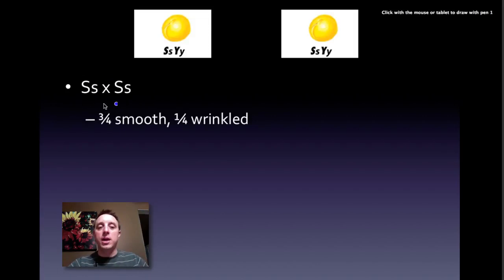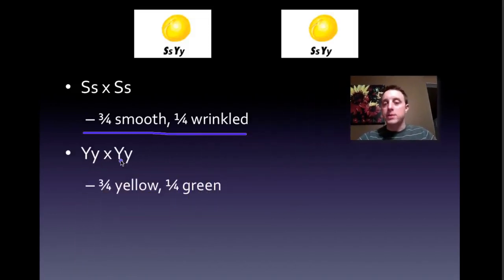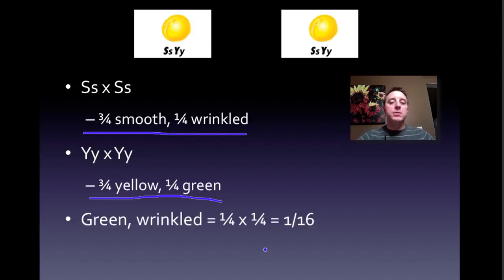The first one, for pea shape, is heterozygous crossed with heterozygous, and the results there would be 3/4 smooth and 1/4 wrinkled. And the other cross is heterozygous again for color, and this would give you similar results of 3/4 yellow, 1/4 green. So to combine them and figure out what the offspring ratio would be for a certain phenotypic class, we just multiply the frequencies together.